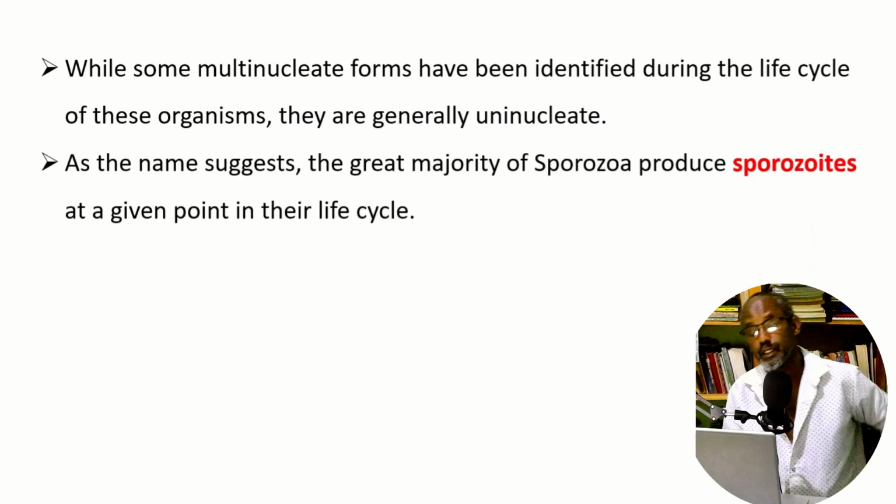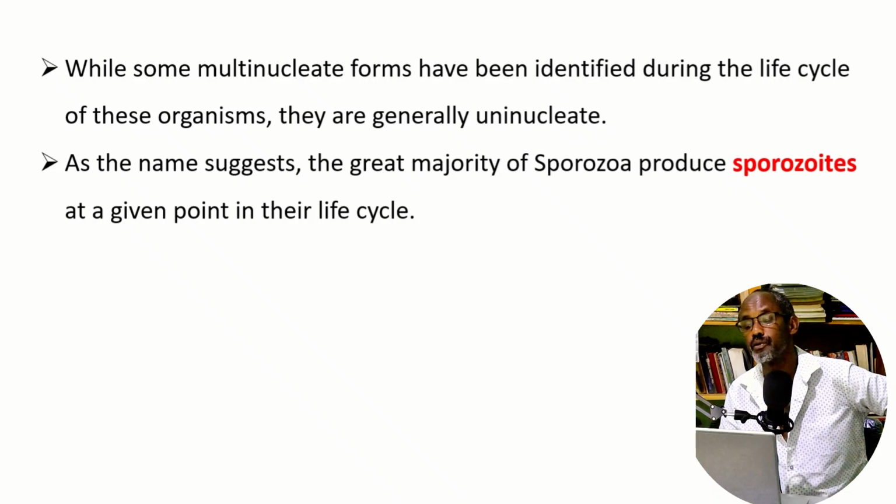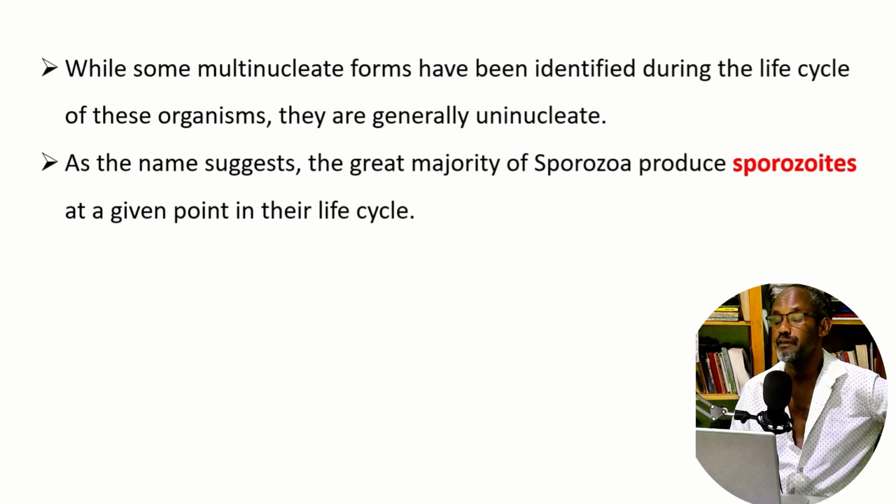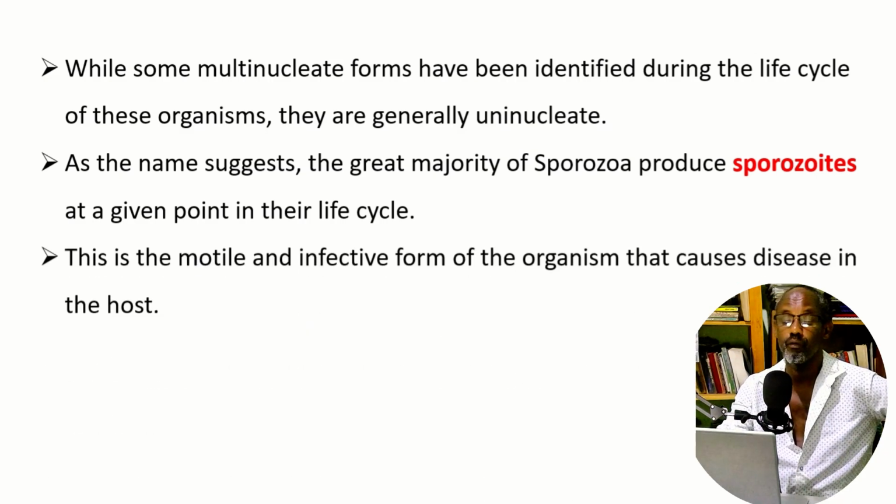As the name suggests, the great majority of sporozoa produce sporozoites at a given point in their life cycle. Of course, these are the infective stage in their life cycle. Not common for all, of course, the majority. This is the motile and infective form of the organism that causes disease in the host. You see, sporozoites are forms of cells which are the motile and infective form.